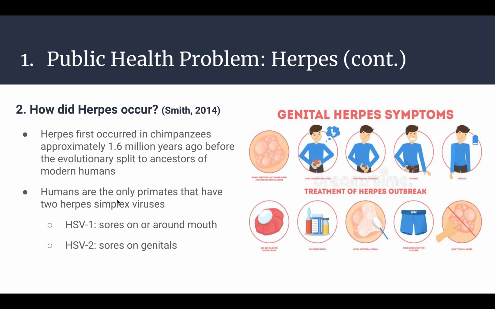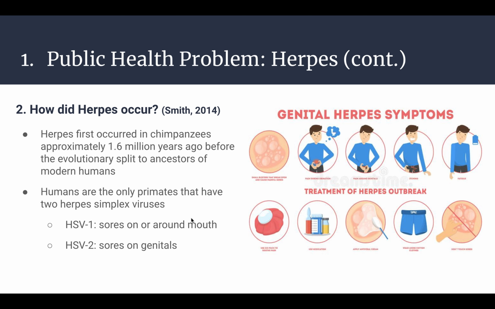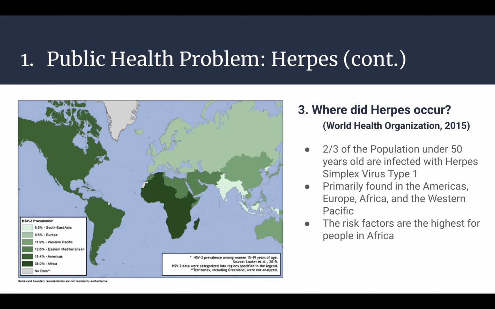Moving on, humans are actually the only primates that have two herpes simplex viruses. The first one is HSV1, which are sores on or around the mouth. These often look like cold sores or blistering on the mouth. HSV2 is sores on the genitals, so anywhere on it or even around it, and these can be quite painful and uncomfortable. Patients can feel discomfort with the sores on the genitals.